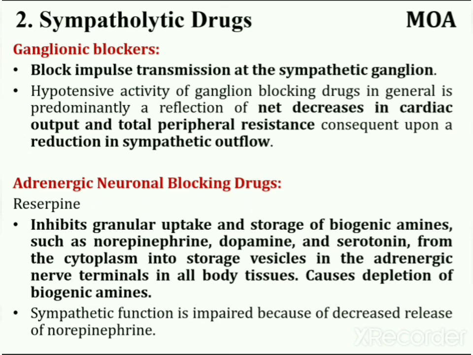Reserpine is an adrenergic neuronal blocking drug. It inhibits granular uptake and storage of biogenic amines such as norepinephrine, dopamine, and serotonin from the cytoplasm into storage vesicles in the adrenergic nerve terminals in all body tissues. And this causes depletion of biogenic amines. So of course, the sympathetic function is impaired because of decreased release of norepinephrine.